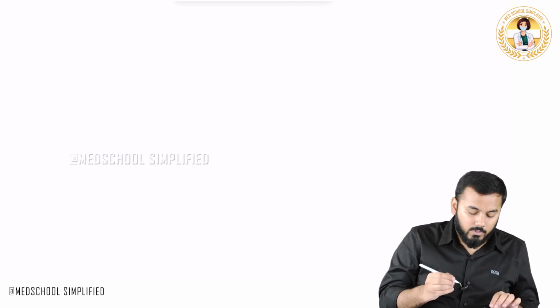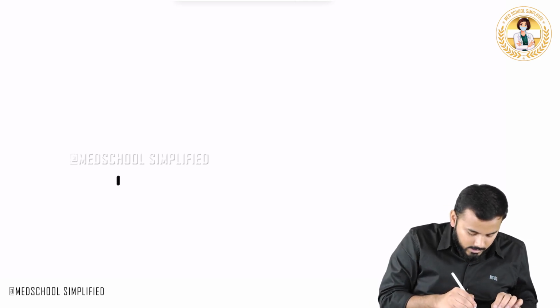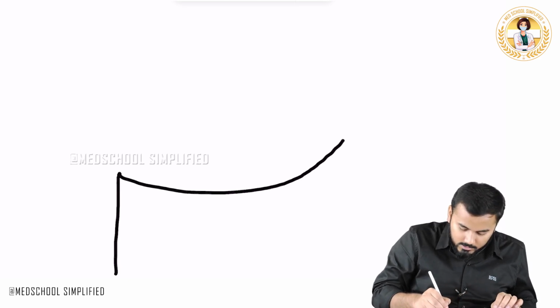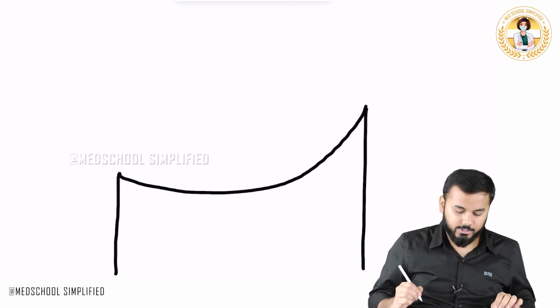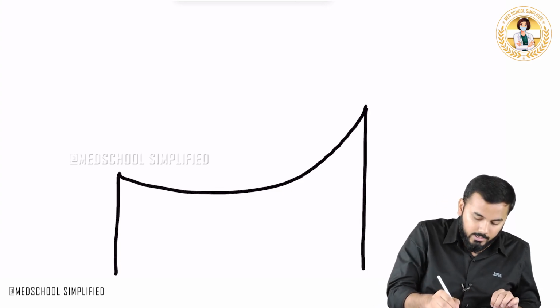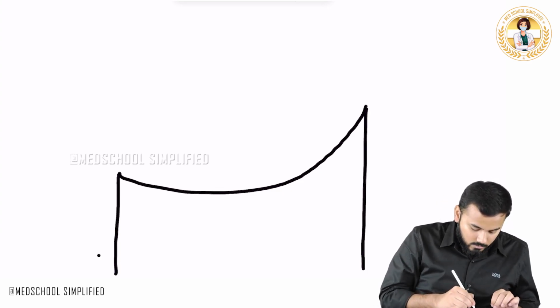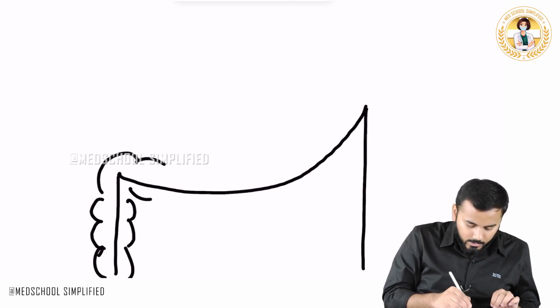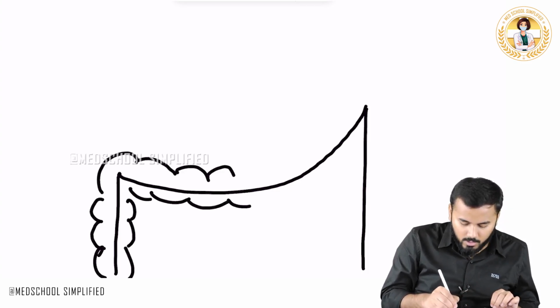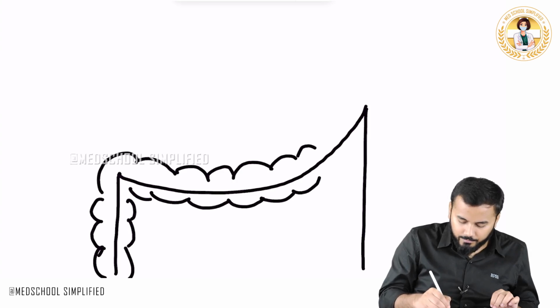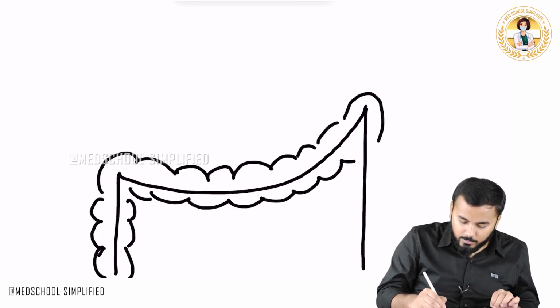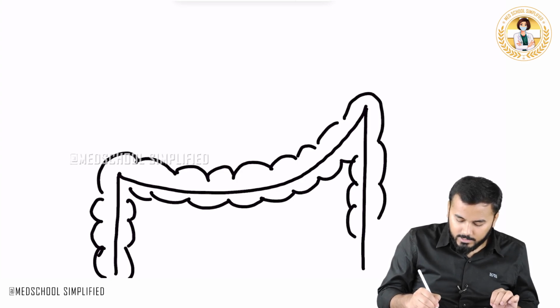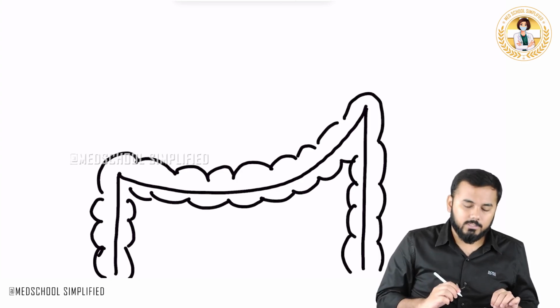Okay, so all of you know that exactly here is your colon region. You must have known that this part which I am drawing right now is the ascending colon, and this part over here is called your transverse colon. And this part over here is called your descending colon.